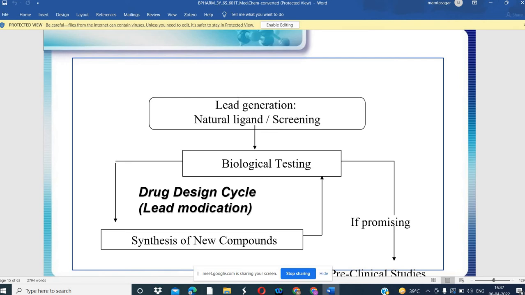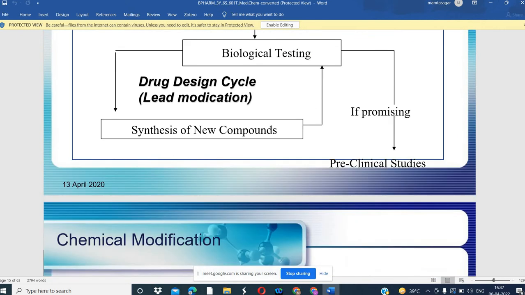Clinical means that is carried out on the patients that are actually suffering from the disease, and we want to apply it on them. But before that we also have to conduct a lot of studies. So this is the process, like biological testing, the drug design cycle. That is called lead identification. When we identify the lead molecule, that is how we can identify it.